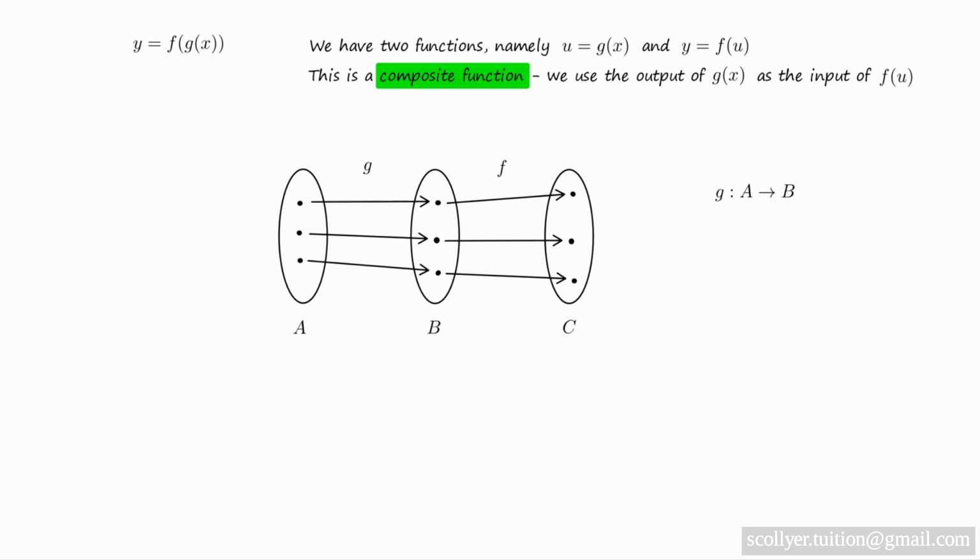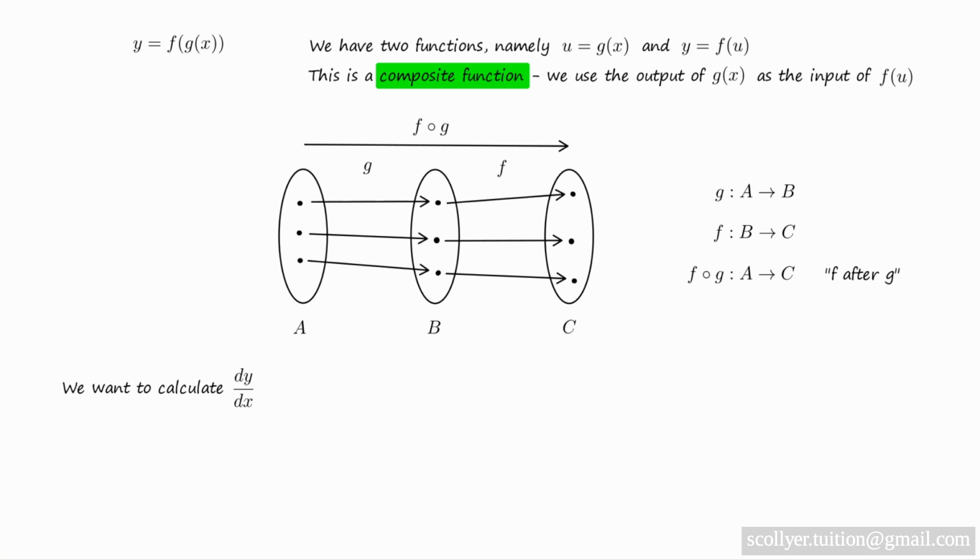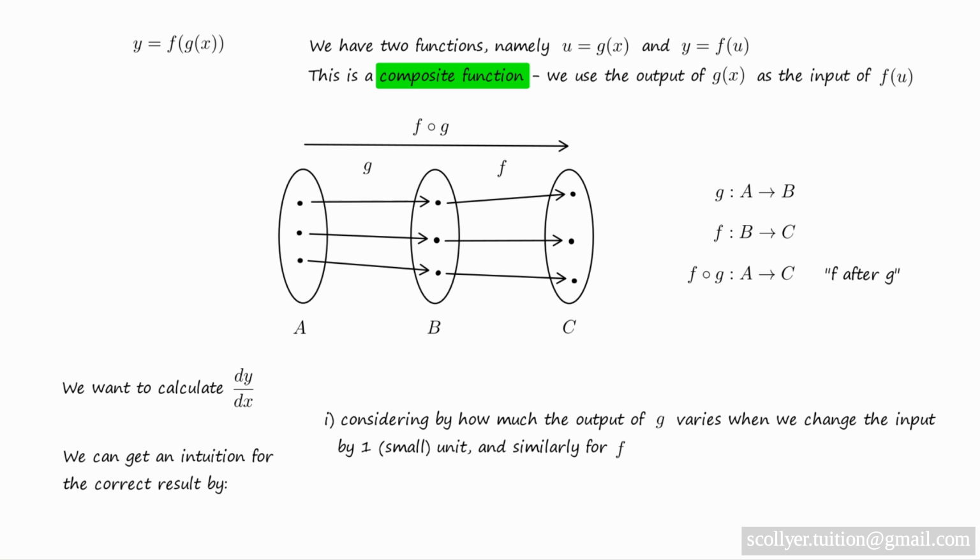So g maps from A to B, f maps from B to C, and we have a new function which maps from A to C, and we call this f after g, which we show on the diagram as follows. Now, we want to calculate dy by dx for this function f after g, and it's not clear how we will do so. So we need some intuition.